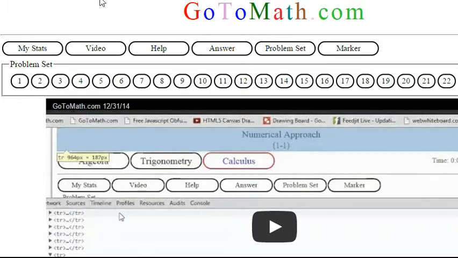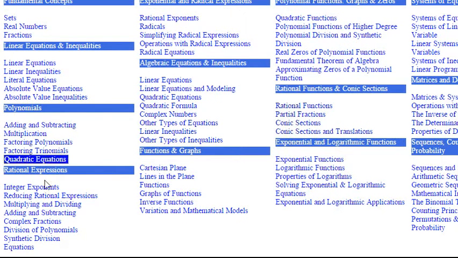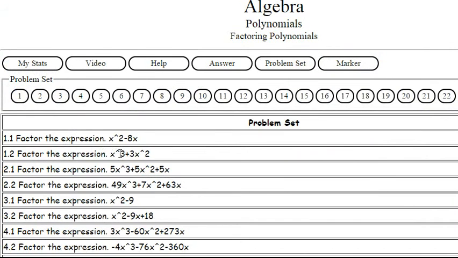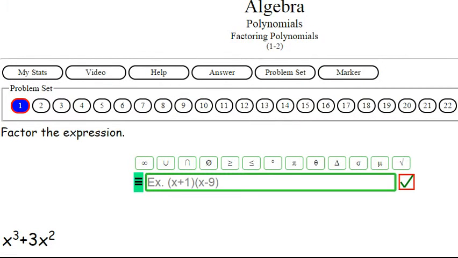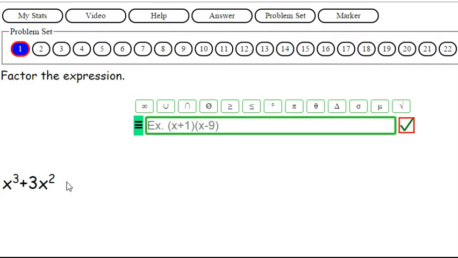Okay, we're at gotomath.com. Click on the algebra. Let's go down to factoring polynomials. And it looks like we're going to be looking at this one here. Okay, factor the expression. So I'm going to actually write this one down. I could have probably memorized it. Remembered what it is.